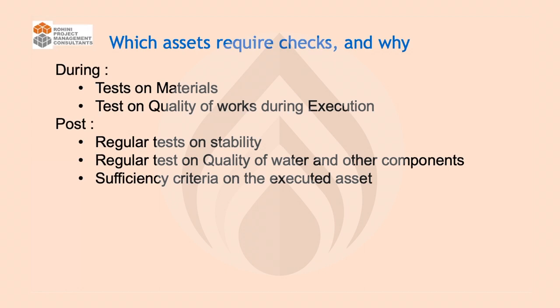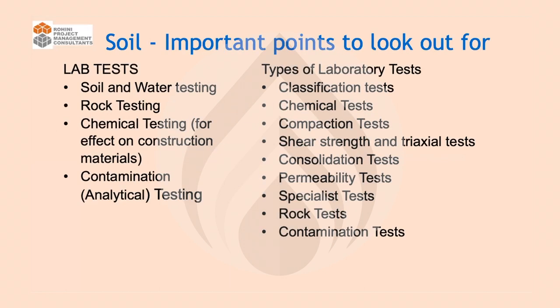Right? So moving on further, when we talk about the first component, right, soil. Soil, important points to look for is we can have lab tests, right? Lab test for soil will be categorized into these four headings, right? Soil and water testing, rock testing, chemical, and contamination. These are the main parameters where we have this lab test to be done.